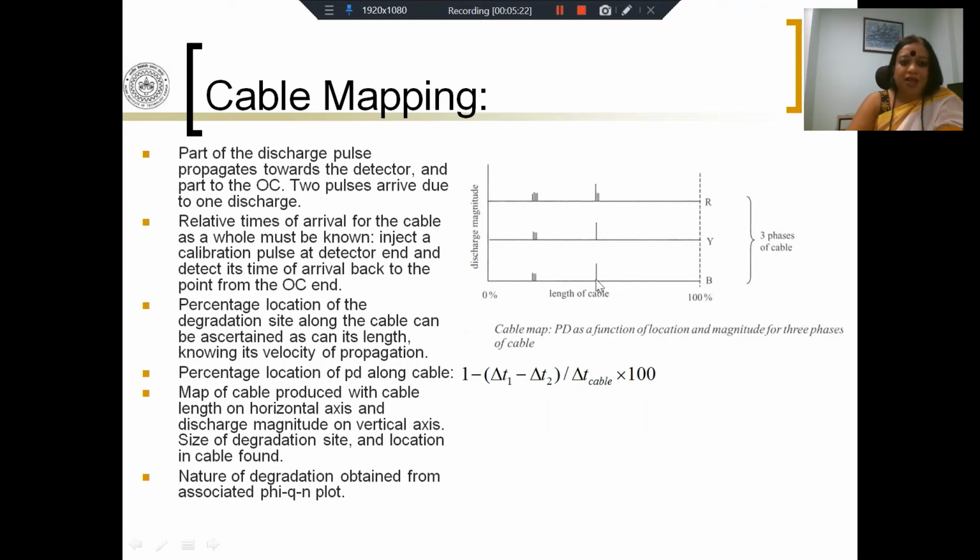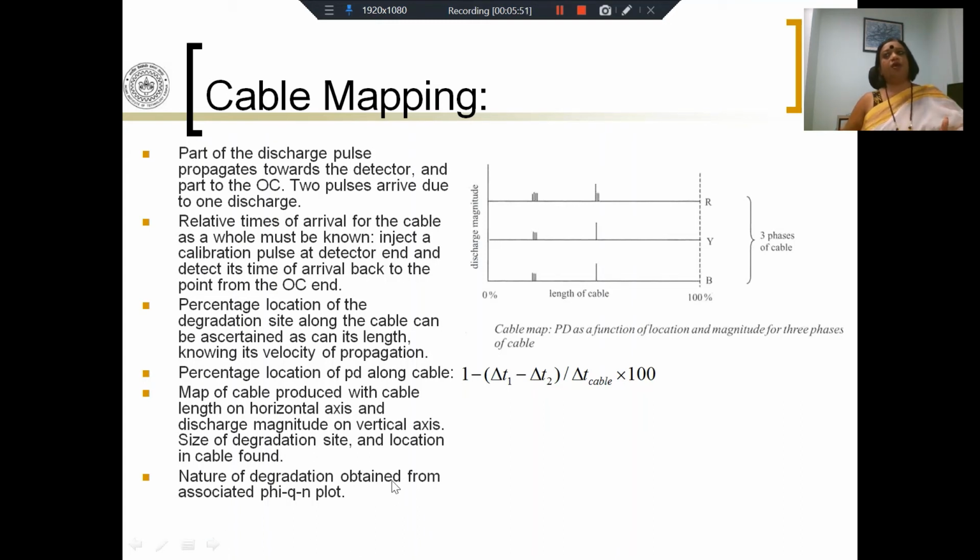And from this, you can figure out the size of the degradation site as well as the location in the cable. The nature of the degradation, what kind of degradation? So you know the size, whether it's a huge thing, and the location. What kind of problem do you have? What is causing the partial discharge? What is happening at the site? The nature of the fault. For that, you will have to use the associated phi-QN plot.